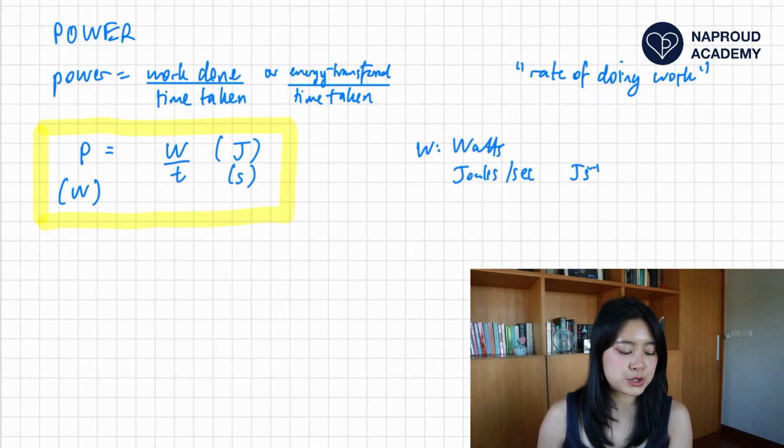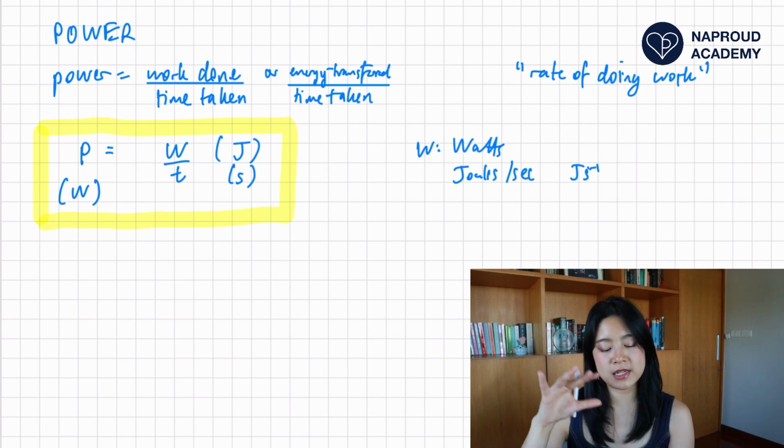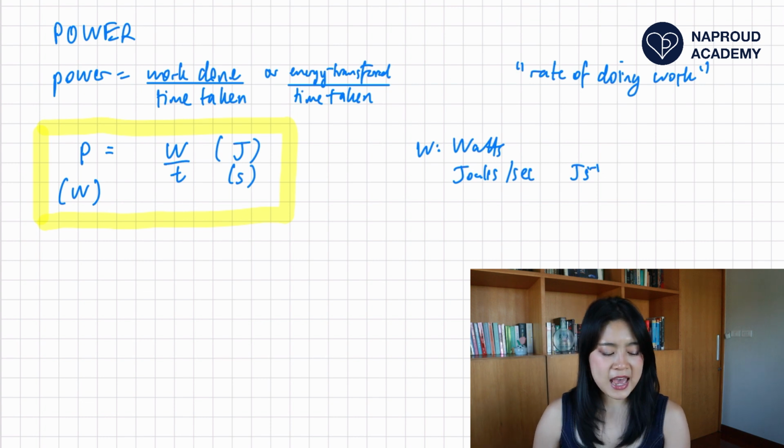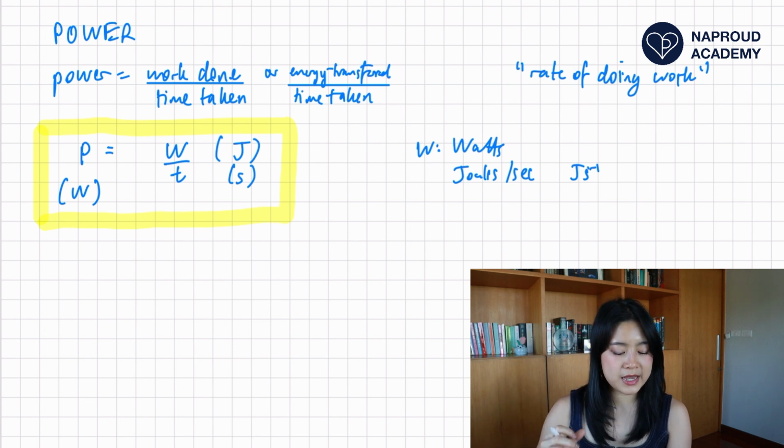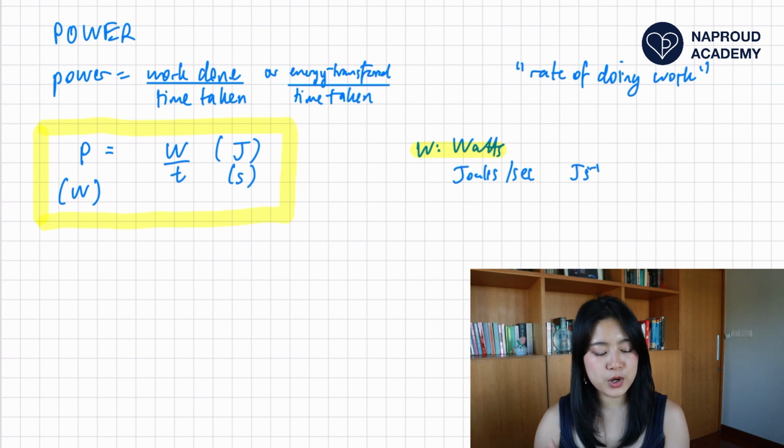So power is equal to work done over time taken, or alternatively, energy transferred over time taken. This is because work done is equal to energy transferred. And it's the rate of doing work. In simple terms, P is equal to W over T, where W is work done, T is time, etc. The unit for power is something called watts, W-A-T-T-S. Or it can also be joules per second, but it basically means the same thing. So mainly people just write watts.